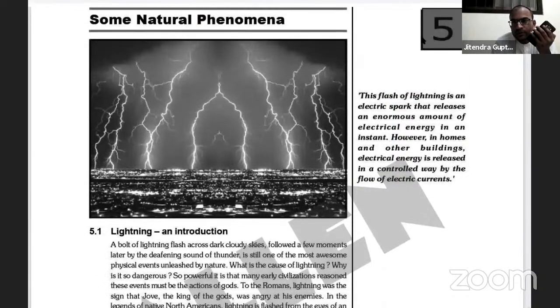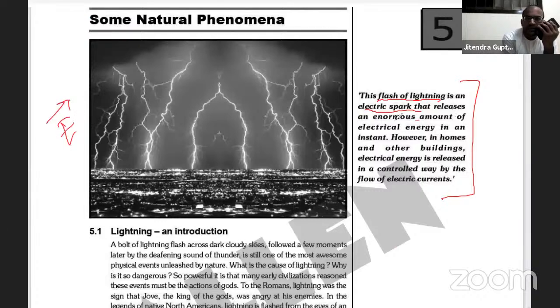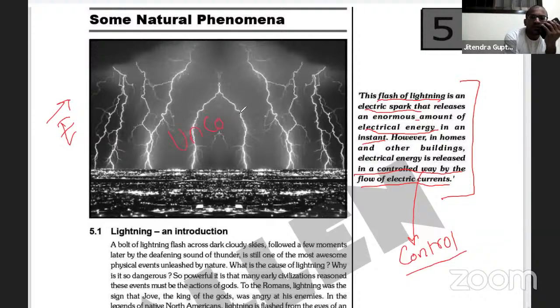Now I am going to explain how these things take place and how important it is for you to know. This chapter is very simple if you have understood this simple concept. The flash of light is the electrical spark, and I have explained thoroughly how this spark takes place. It releases an enormous amount of electrical energy at an instant. However, in homes and other buildings, electrical energy is released in a controlled way by the flow of electric current. In nature, it is an uncontrolled way.